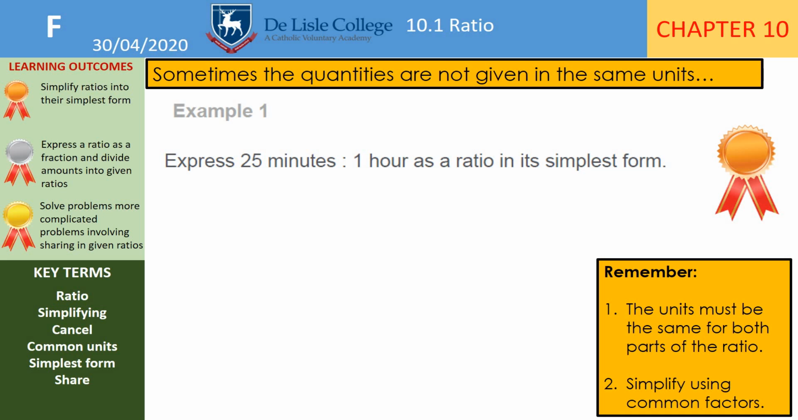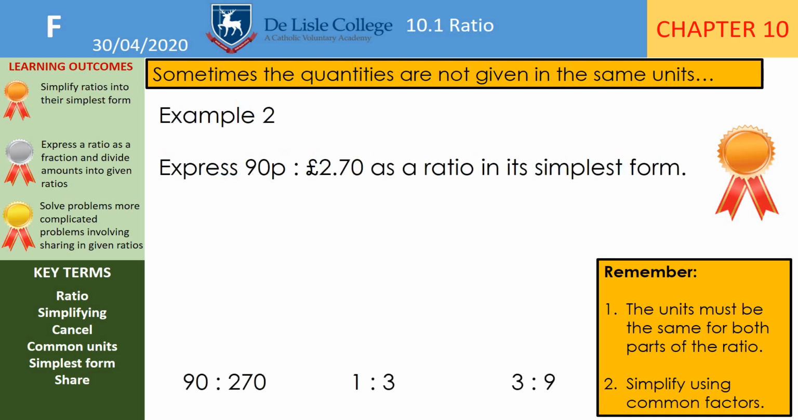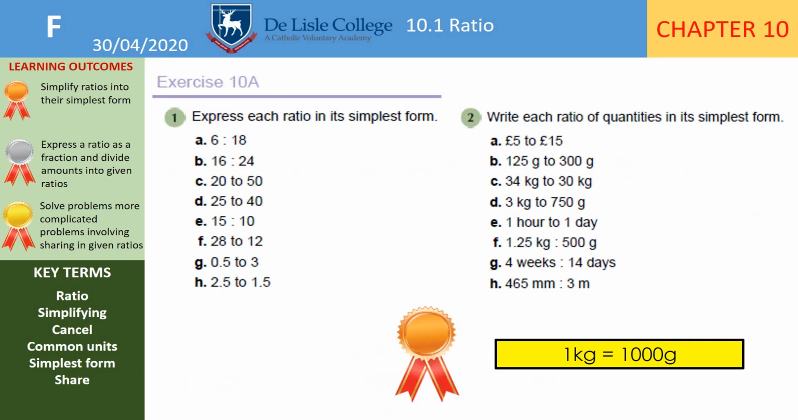And here's a further example, 25 minutes to 1 hour, so that's 25 to 60 and so on. Here's one for you to do, another one the same, 90p to 270p, which becomes 1 to 3. Pause the video while you work through these, please.